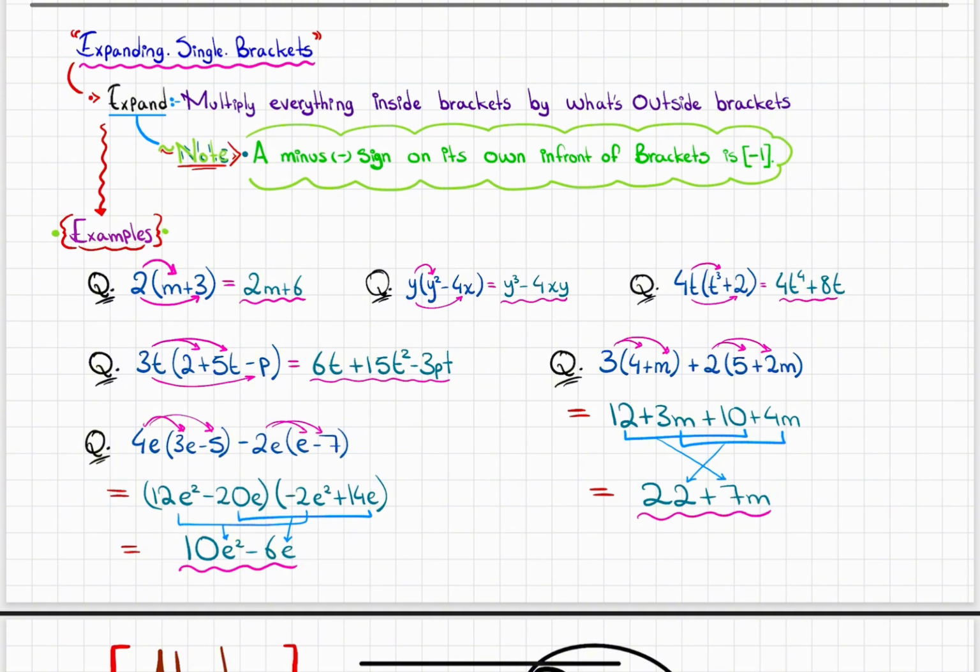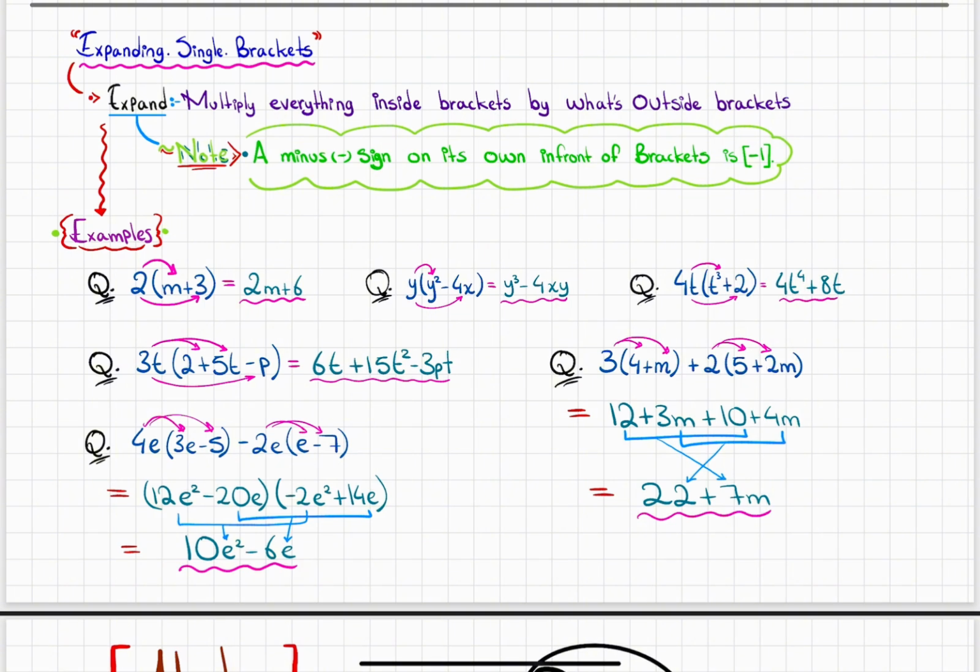2 brackets m plus 3. So multiply 2 by what is inside. 2 times m is 2m. 2 times 3 is plus 6. 2m plus 6. We're not going to solve all the examples here, but you can solve them and go through them. I'm just going to go through some tough ones here, and I'm going to leave the easy ones for you to understand and solve by yourself.